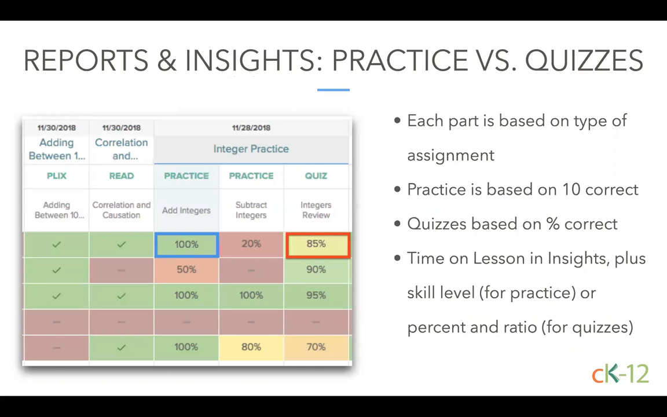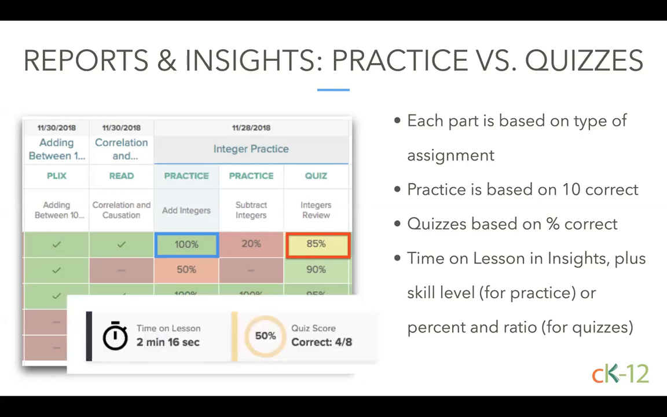Now, just like in practice, if you click on any specific score, it will pop up the details for all attempts for that particular quiz or all of the matching practice information. And for quizzes attached to 2.0 lessons, you can also see information under the lesson insights. In practice, when you click on insights in a 2.0 lesson, it gives you the time spent and the skill level. Quizzes will give you the time on the lesson and the % score for that quiz. So I'm going to go ahead and swap back over to CK-12.